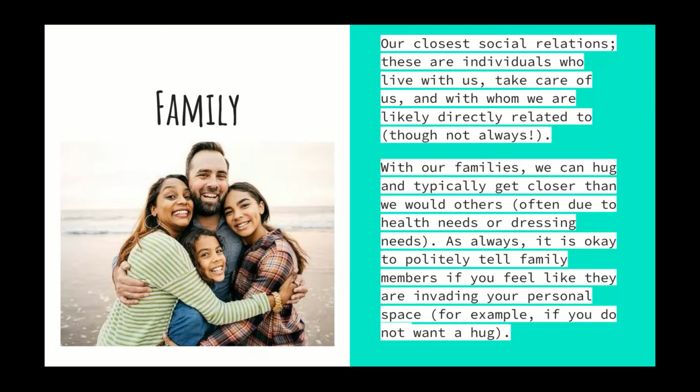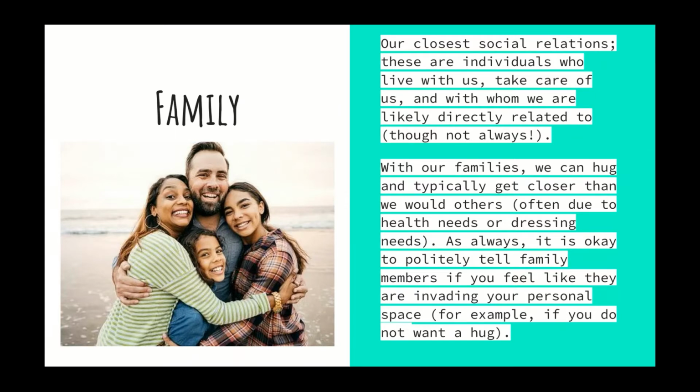So let's talk about family. This one is pretty straightforward, right? Our family is our closest social relation because they're the individuals who live with us. They take care of us and we take care of them. And they're typically people that we're directly related to, though this isn't always the case, right? A lot of us have rich blended families. We might have a foster parent, or we might live with close family friends that we consider family. And so what a family looks like is very different from person to person, and that is totally cool.